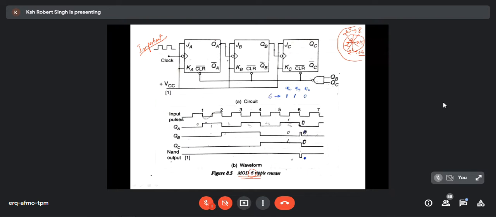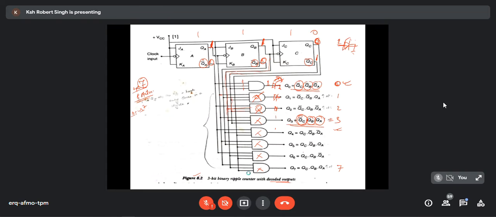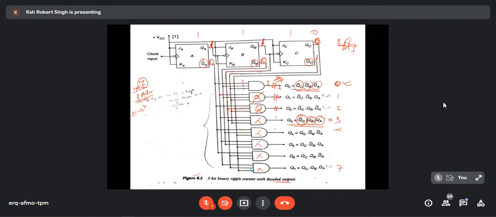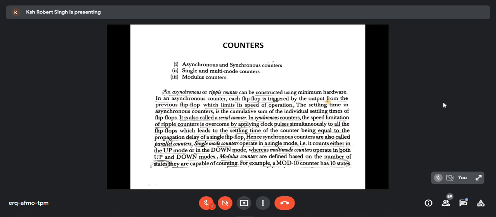What is the meaning of Mod 6? In the beginning of the class, I said what is mod counter. Mod 6 का मतलब क्या है? जल्दी बताओ ना भाई. First 3 flip-flops are required. What is the meaning of Mod 6?